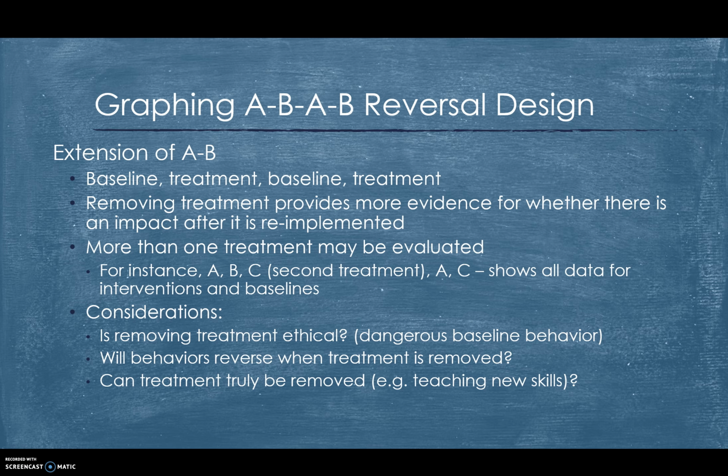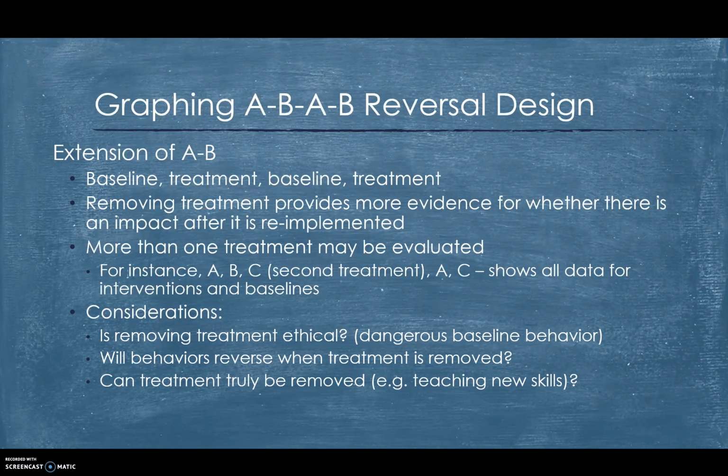So what we would use for that, by the way, is called an AB-AB graph design, and this would be an extension of the AB. Okay, so if AB is baseline treatment, then an AB-AB would be baseline treatment. Removing the treatment, so back to the baseline condition, and then reintroducing the treatment to see what kind of relationship really is there.